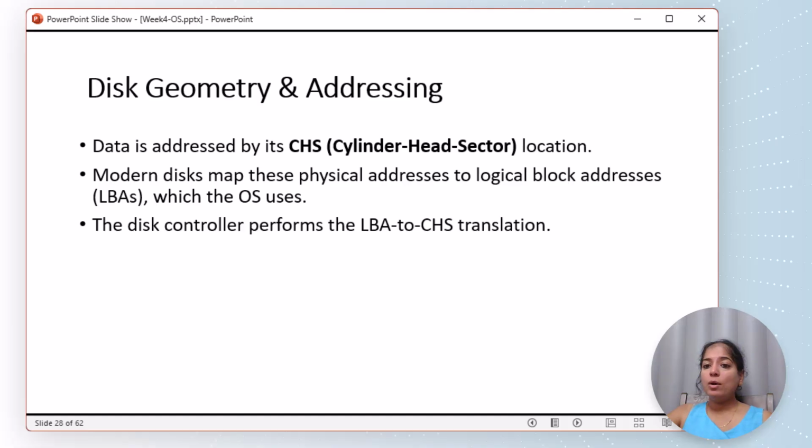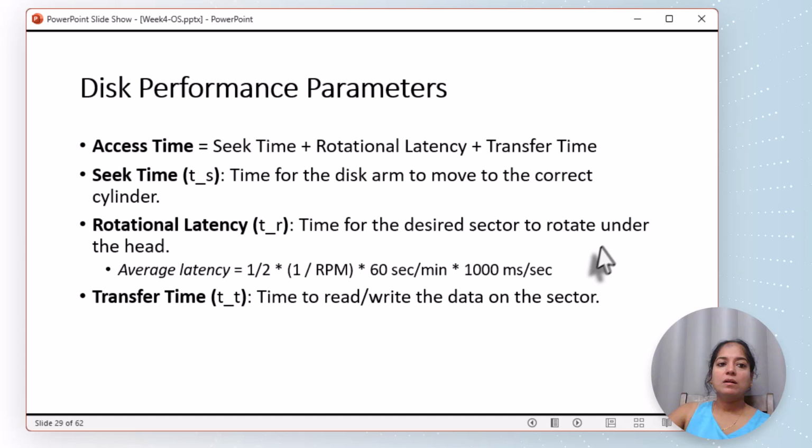In older methods to address the data, we used CHS, that is cylinder, head, and sector. We need to provide the cylinder number, head number, and sector number of the data we need to access or read. Nowadays, we use the LBA method, which is called logical block addressing. It is a linear addressing mechanism used by the operating system. In this, the disk controller translates your LBA to the physical cylinder, head, and sector.